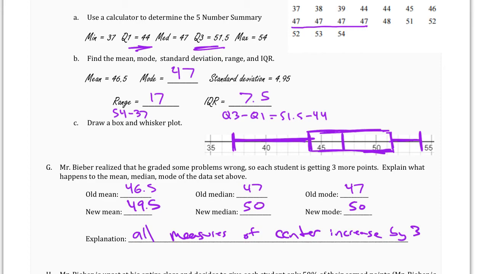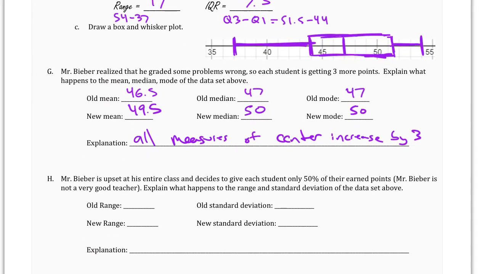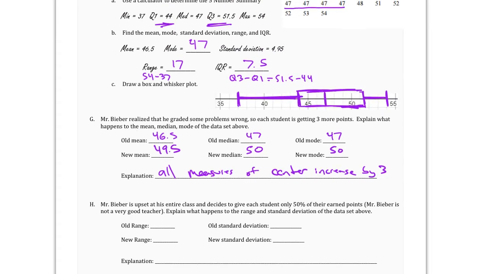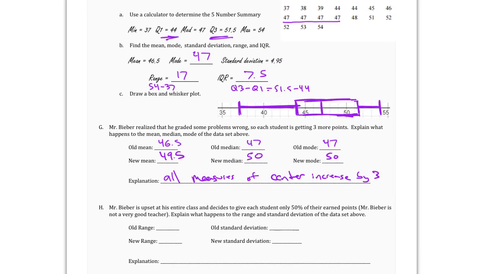Okay, then in part H, Mr. Bieber is now upset at his entire class and decides to give each student only 50% of their earned points. Not very good teacher. Explain what happens in the range and standard deviation. All right, so this is a little tricky. But again, we saw this in an earlier video. If we doubled every score, now the scores are going to be more spread out. So if we cut every score in half, they're going to be actually less spread out. And so my old range was 17.